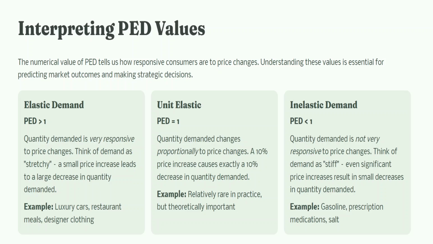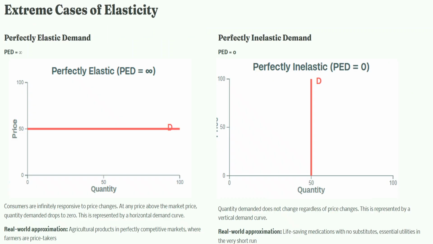Let's see now two extreme cases of elasticity. Perfectly elastic demand. Consumers are infinitely responsive to price changes. At any price above the market price, quantity demanded drops to zero. This is represented by a horizontal demand curve. Real-world approximation: agricultural products in perfectly competitive markets where farmers are price takers.